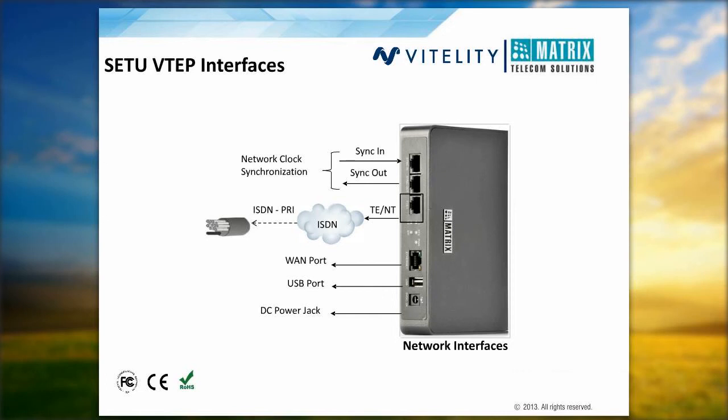And then you can use either TE or NT mode. That's the one thing you can easily do, either on a terminal side or on a network side. So if you're connecting to an ISDN PBX, you can decide which way it is. Whatever the PBX is, you choose the opposite on the gateway. Then you have a WAN port. Again, the USB port is for future usage. And then you have the DC power jack here.